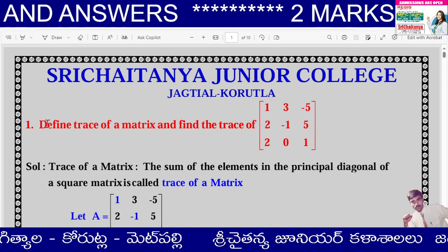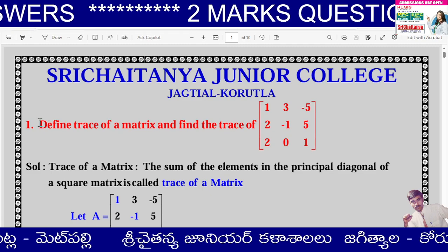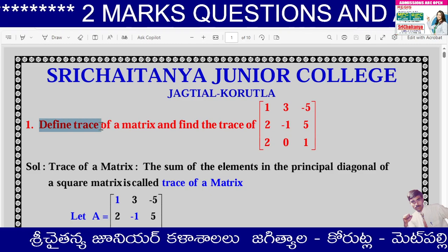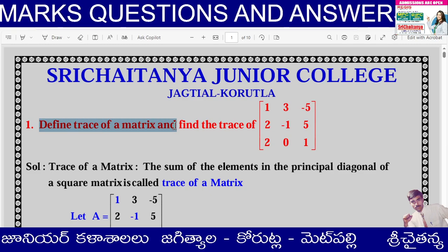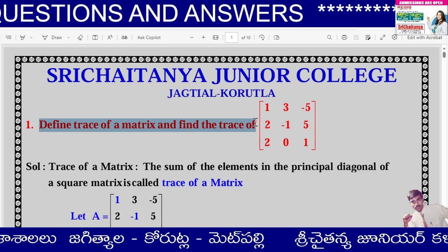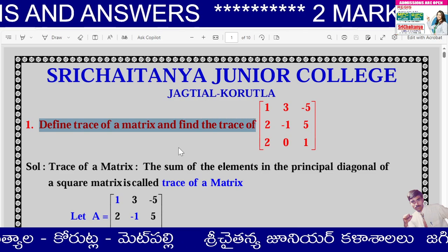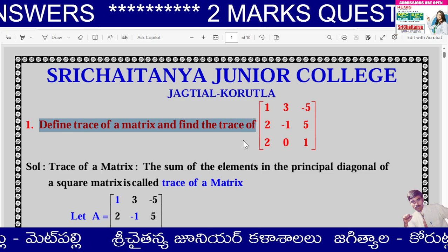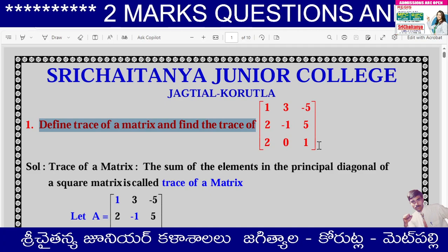Now discuss 2 marks questions. First question is: define trace of matrix and find the trace of the matrix 1 3 minus 5, 2 minus 1 5, 2 0 1.